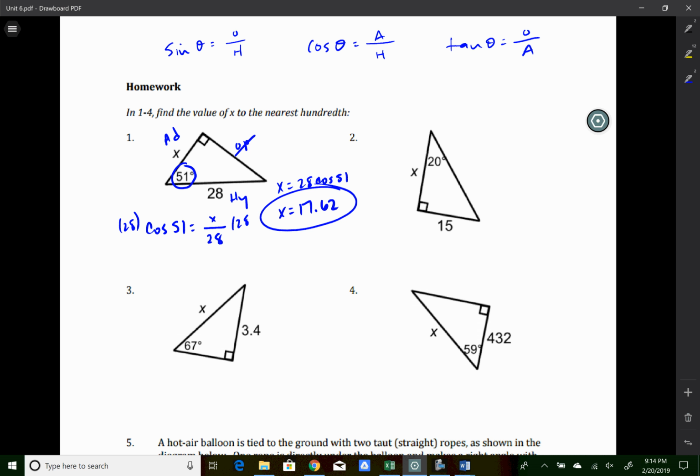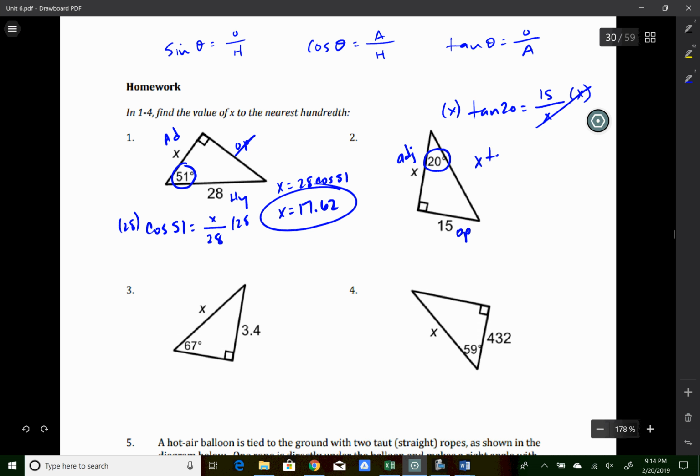For the next one, we see an angle here of 20. That's our given angle. Opposite side is given. Adjacent side we want to know, so that's going to be the tangent ratio. So the tangent of the angle is equal to the opposite side over the adjacent side. Well, just like the previous problem, we're going to multiply both sides by the denominator of the fraction, which in this case is x.